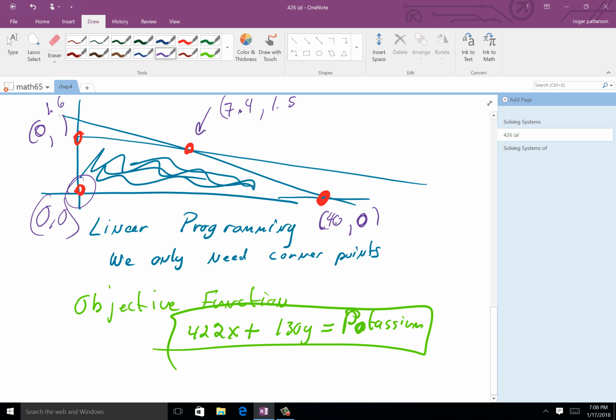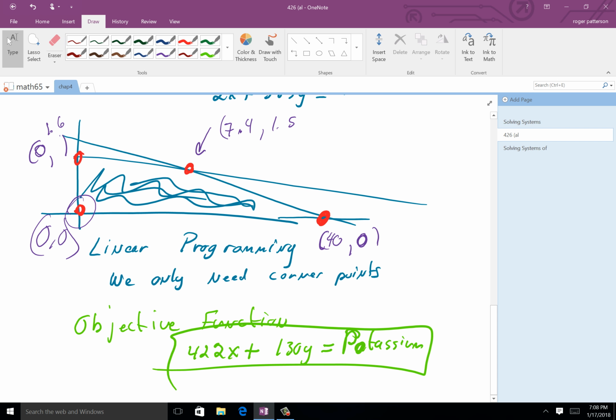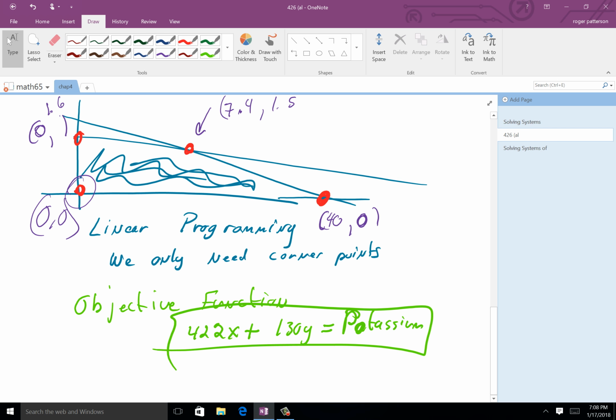Okay. So now that I know those points, I'm going to go back to this now. I can figure out which one of these is going to maximize my objective function. Well, I can tell right now which one's going to maximize it, but I'll run through it anyway. 0, 0, I'm not going to run through, so I know that's not going to work. So I'm going to go 422 times 0 plus 130 times 1.6. See what that is. Okay?